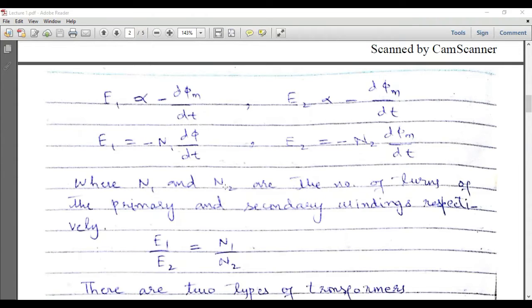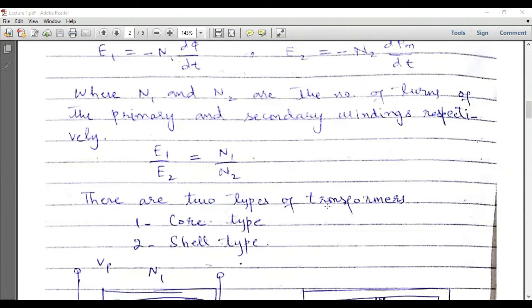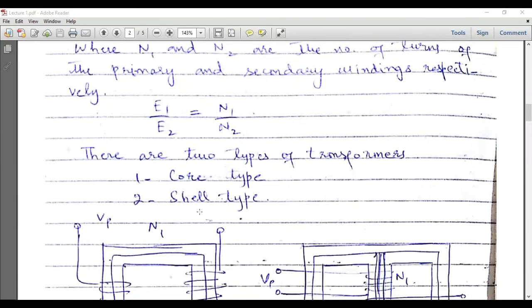So if we take the ratio of this expression and this expression, the derivative of the fluxes will be cancelled out, and we will have only E1 over E2 equal to N1 over N2. And there are two types of transformers. The first type is called core type, and the second type is called shell type.